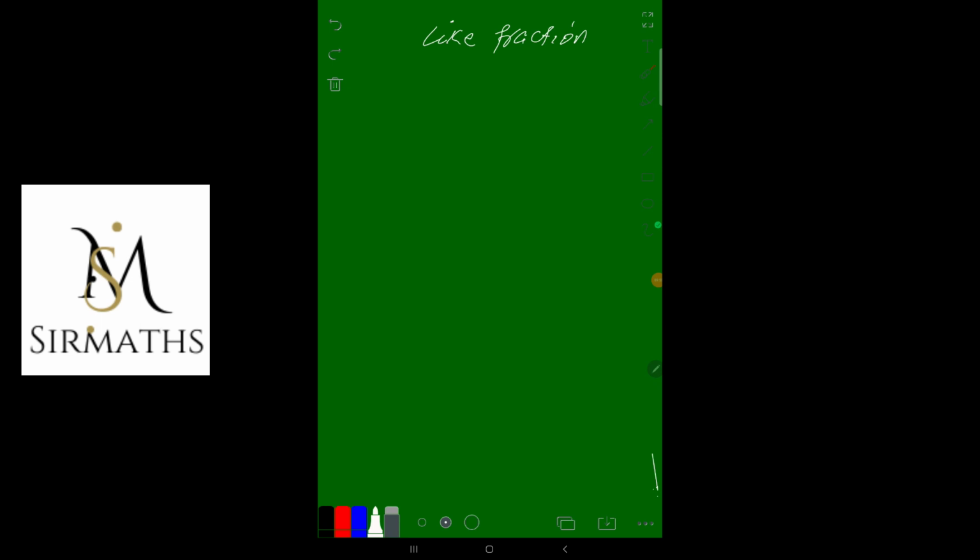Like fractions are fractions whose denominators are the same. Example, we have 3 over 5, 1 over 5, 4 over 5. You can see that the denominator of each of these fractions is the same. We call such fractions like fractions.